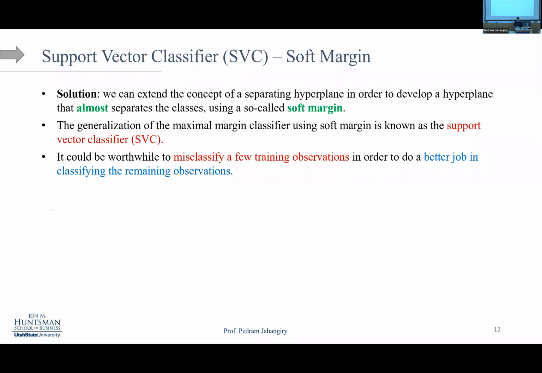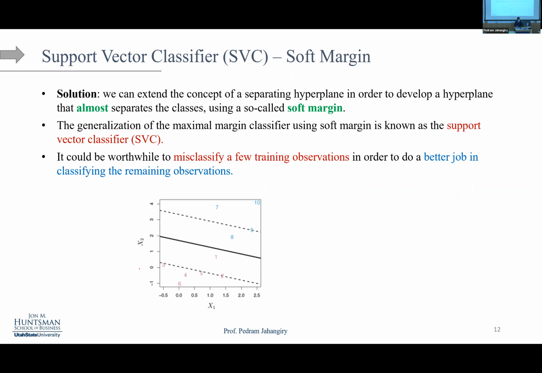And the idea is that it can be worthwhile to misclassify a few observations in order to do a better job in classifying the remaining observations, right? So this is the whole logic of going from hard margin to soft margin. Okay, look at a couple of examples.